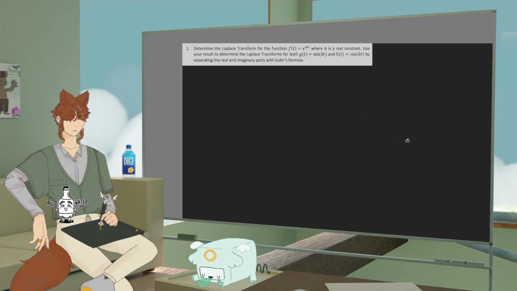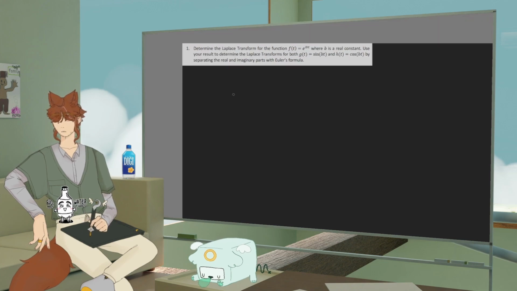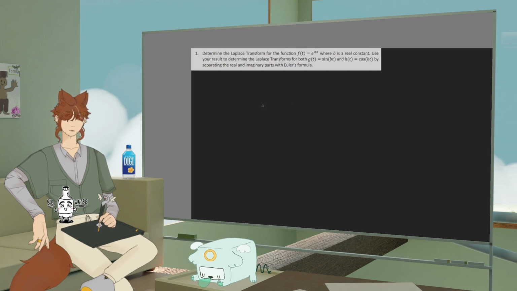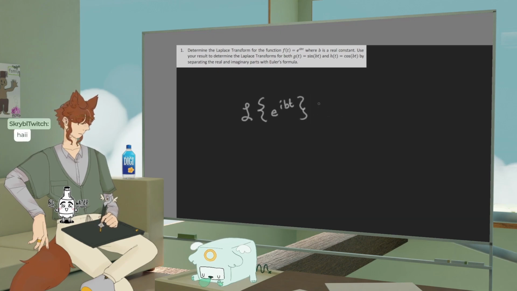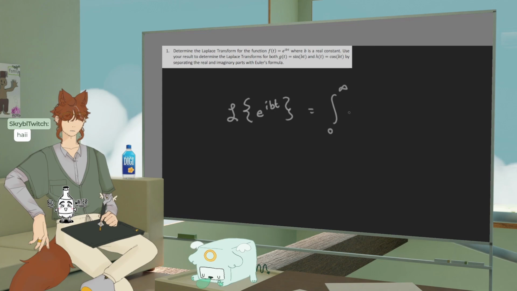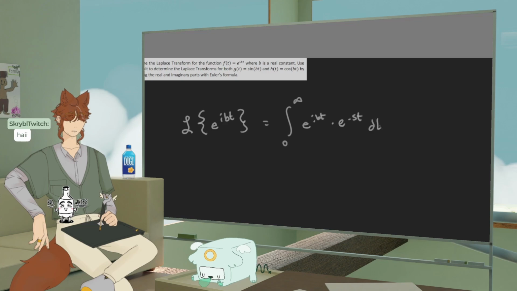Okay, so we've got... Let me pull up a little white. How does that look? How do we like that? Yeah, that's pretty good. Okay, so we need the Laplace transform of e to the ibt. Oh my gosh, it's Scribble. Hey, how's it going? So this is going to equal the integral from 0 to infinity of e to the ibt times e to the negative st dt.